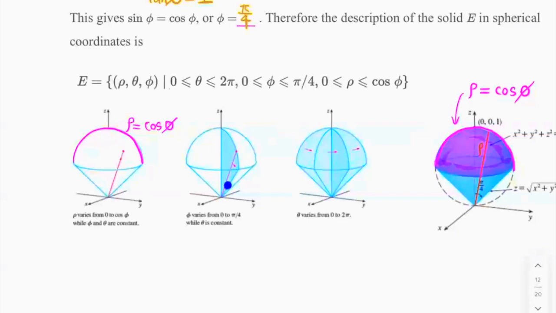Now at this time, we keep theta constant. Finally, we let theta go from 0 to 2 pi. So we rotate this blue region through 2 pi, and we get the whole solid. So rho goes from 0 to cosine of phi, phi goes from 0 to pi over 4, and theta goes from 0 and rotates one rotation, so it goes from 0 to 2 pi.